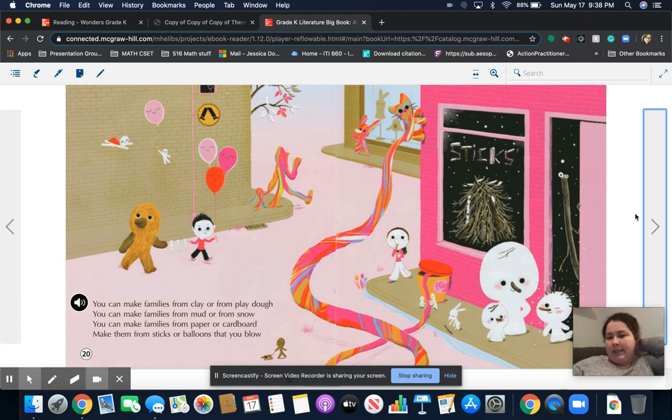So what can we see in this picture and in this part of the story? Ask ourselves some questions. Let's do that. Who is in our picture? These look kind of like snowmen shopping for sticks for maybe their hair or their noses. It looks like there's Play-Doh families and balloon families. And what are the balloon families doing? They are floating. And the Play-Doh families are walking or climbing. So those are some examples of questions that we can ask ourselves as we read.